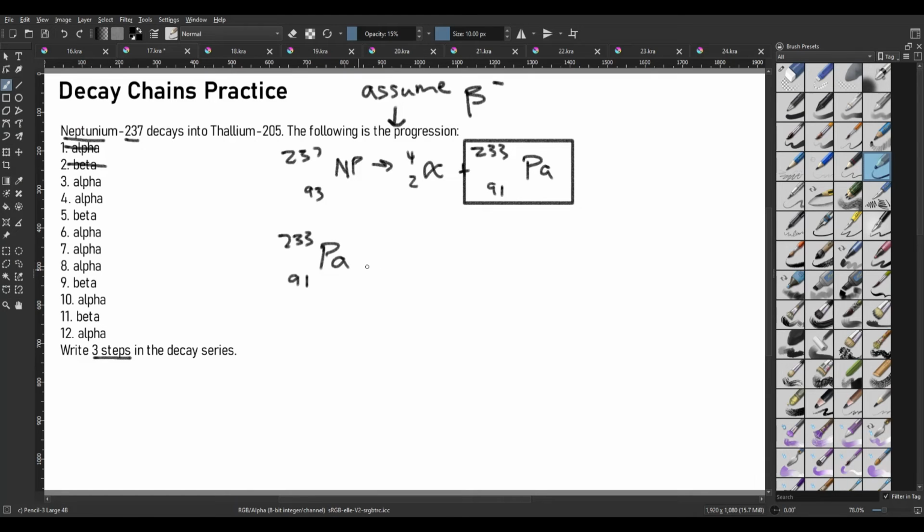We're going to do beta minus decay. We can use the electron or the beta minus symbol here. I'm going to do the beta minus symbol to imply that the particle does come from the nucleus. So if we balance this, it's going to be uranium-233. This is the second step here. This is the second part of the decay chain. The second nucleus it decays into is what we're looking at here.